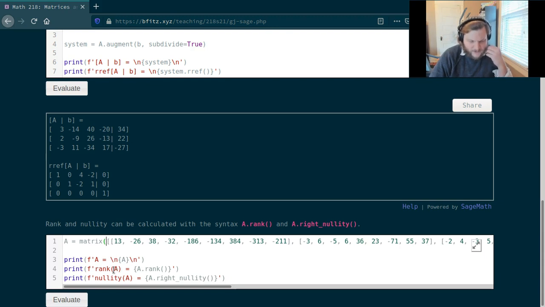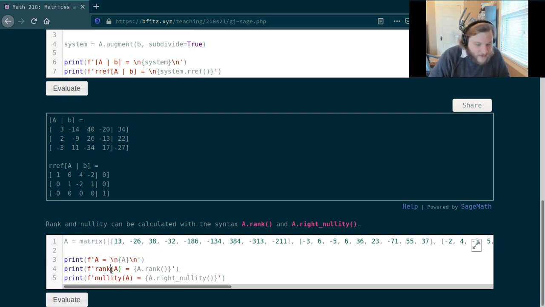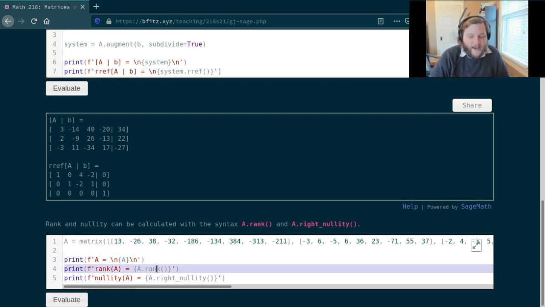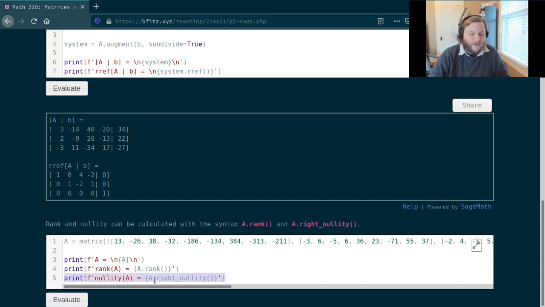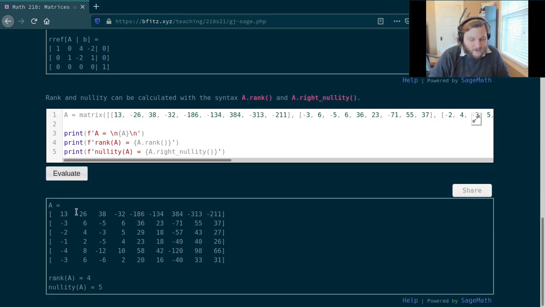So there's 3 print statements. The first print statement will just print out the matrix so we can check whether or not we input the matrix correctly. The second print statement gives me the rank of our matrix. And the third print statement gives me the nullity. So let's click evaluate and see what I was thinking about when I put this in. So here I have a rather large matrix. Let's see, can we count the rows? 1, 2, 3, 4, 5, 6 rows, and 1, 2, 3, 4, 5, 6, 7, 8, and 9 columns. So there's 6 rows and 9 columns.